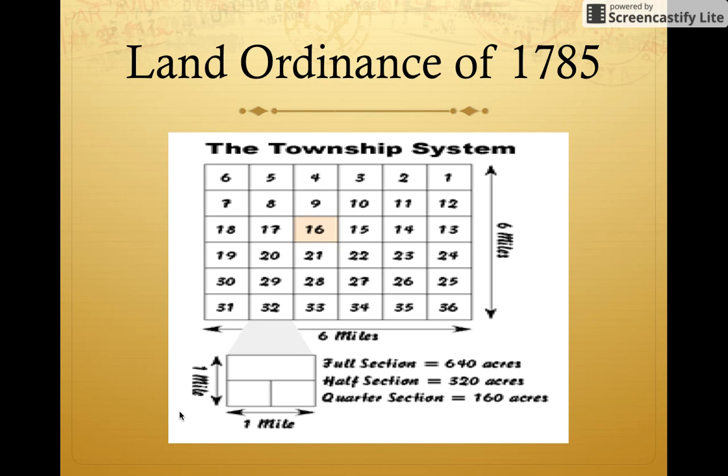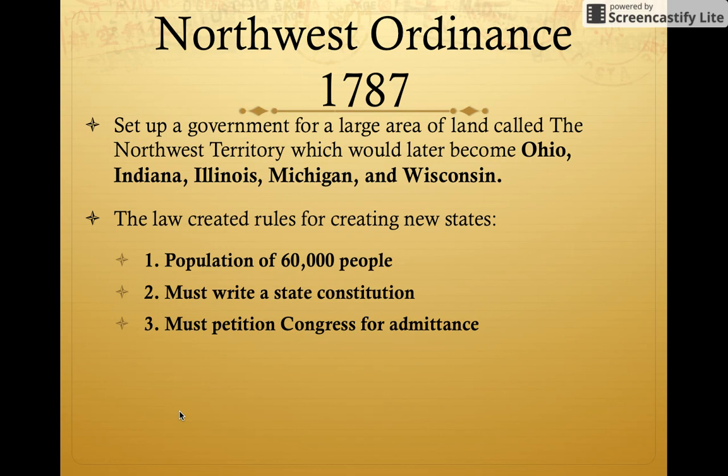Then the Northwest Ordinance of 1787 was a little bit different. It set up a government for a large area of land called the Northwest Territory. So it's a different area. They don't necessarily have the same amount of people living in this territory. And you see this area really to the west of the Ohio River, near the Great Lakes area, to the west of the Ohio River and east of the Mississippi River.